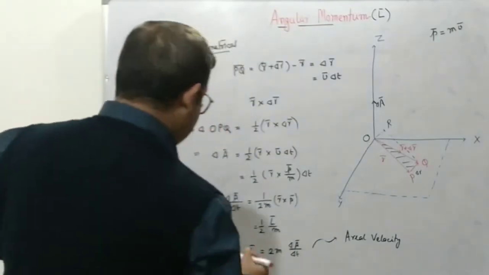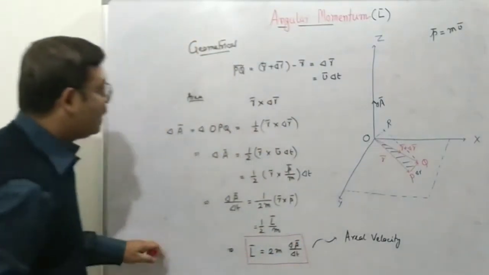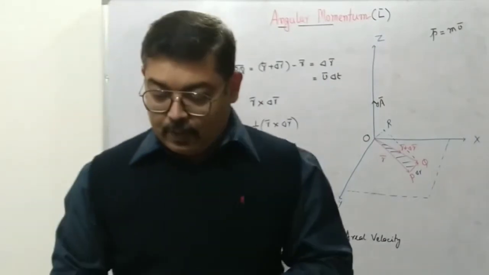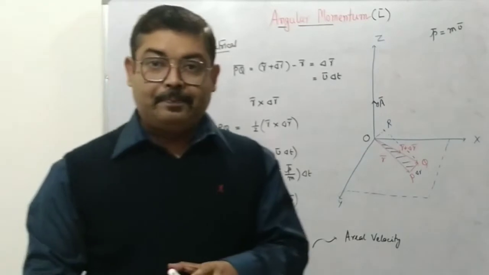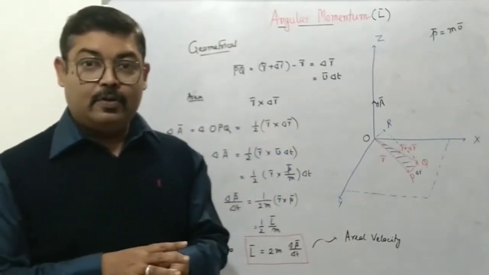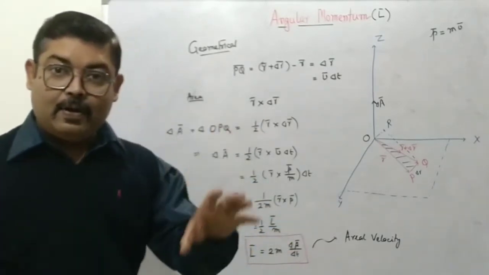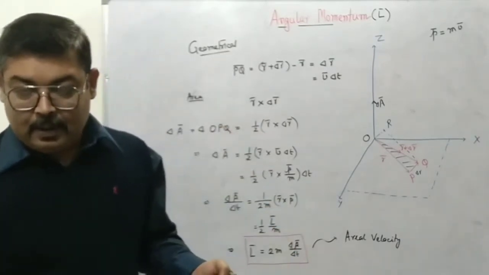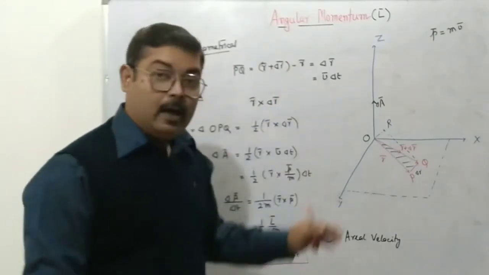Now this expression, L equal to 2M delta A by delta T, is a very important expression, and it will come in very handy in our discussion of planetary motion, particularly Kepler's laws of planetary motion, where we will make use of this relationship between areal velocity and angular momentum. Okay, that will be for the chapter of gravitation.